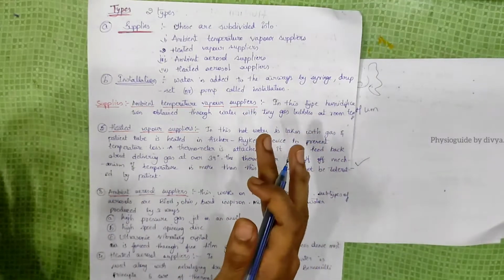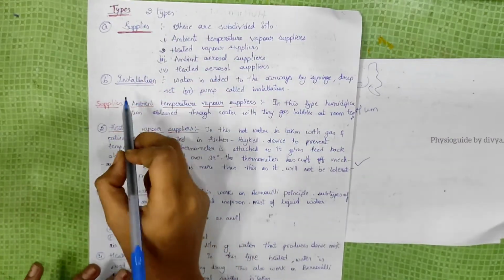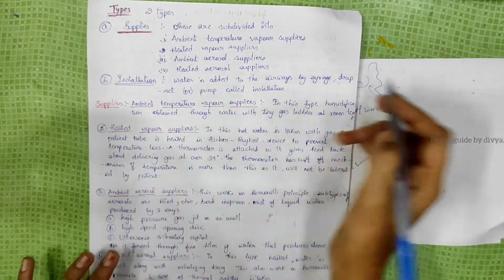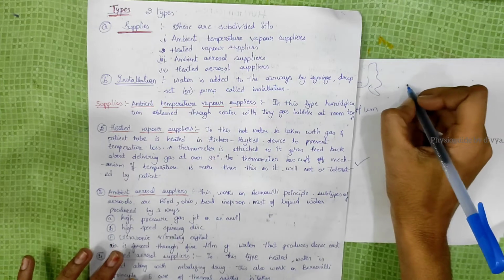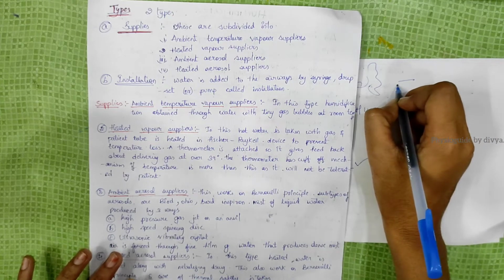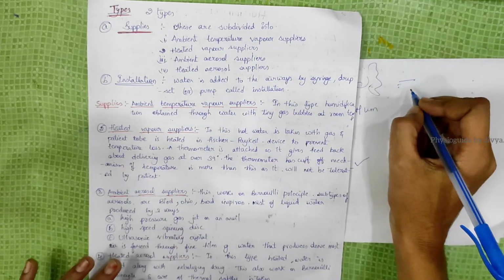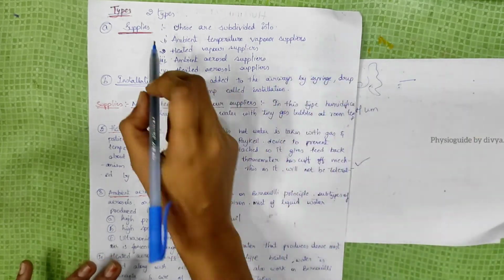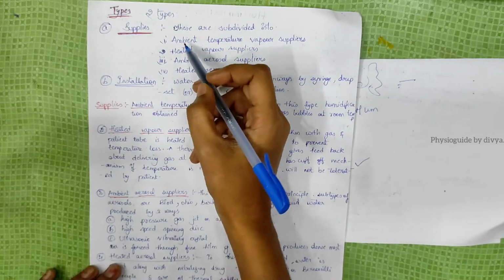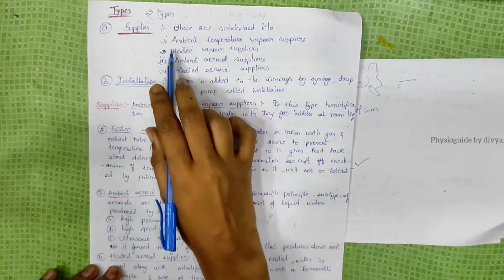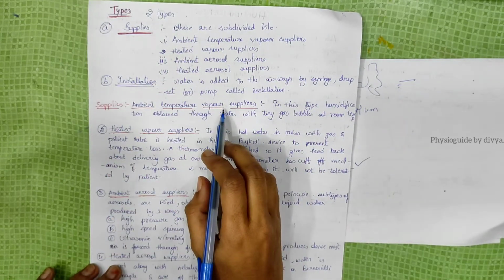So what are the types? There are two types: supplies and instillation. Instillation means water is added to the airways. Water is added by syringe, injection, drip set or pump, called instillation. Now supplies. In this there are four types. They are subdivided into ambient temperature vapor supplies.